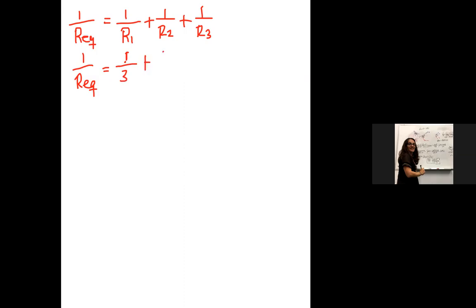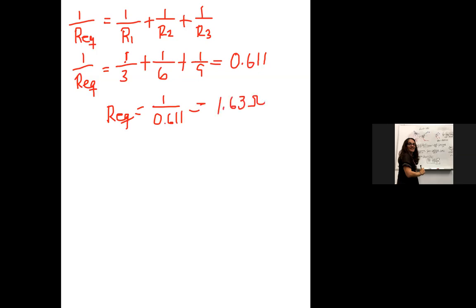Plus 1 over 6 plus 1 over 9. So 1 over R equivalent is 0.611. So R equivalent, now I've got to do 1 over 0.611, and we get an equivalent resistance of 1.63 ohms.